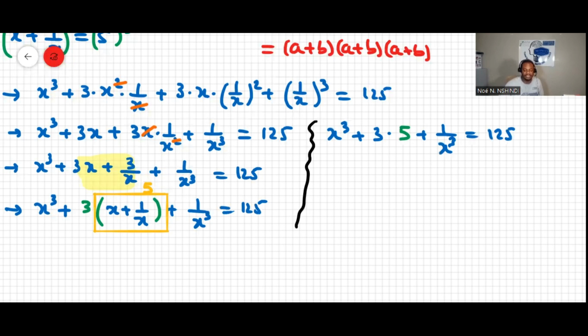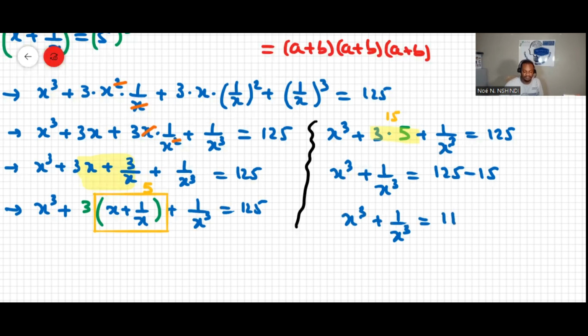Now all this makes 15, right? So if I move the 15 over, that makes x cubed plus 1 over x cubed equal to 125 minus 15. And then that makes x cubed plus 1 over x to the power of 3 equal to 110. That's the answer.